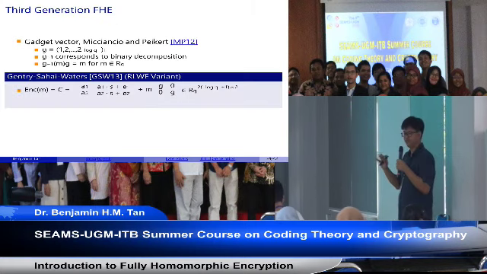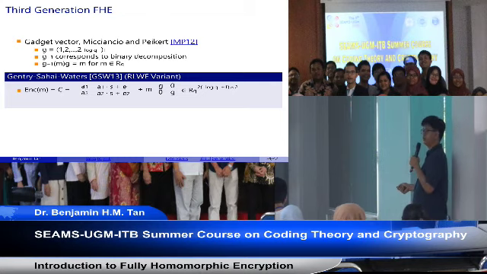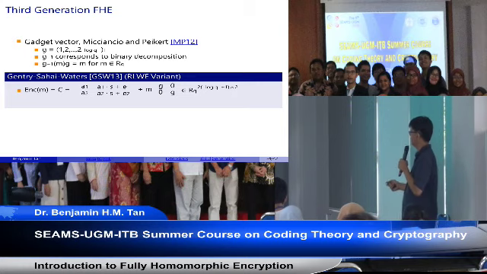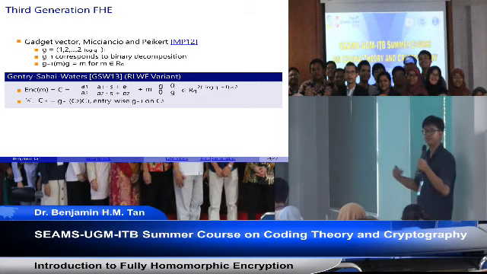So just a brief sketch of the third generation scheme, which is by Gentry, Sahai, and Waters in 2013. So now you encrypt your message here. You use this G instead of having some error Q or some scale factor. And here you have your LWE part.